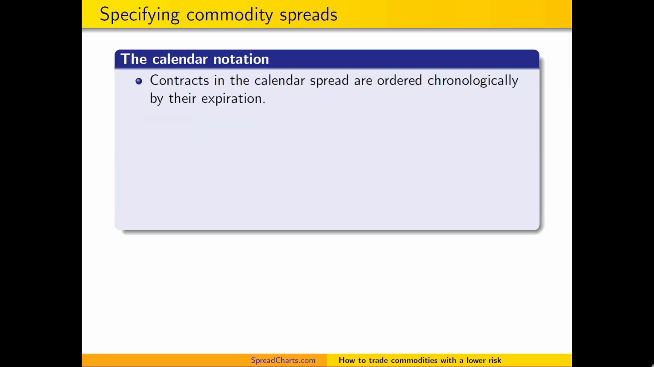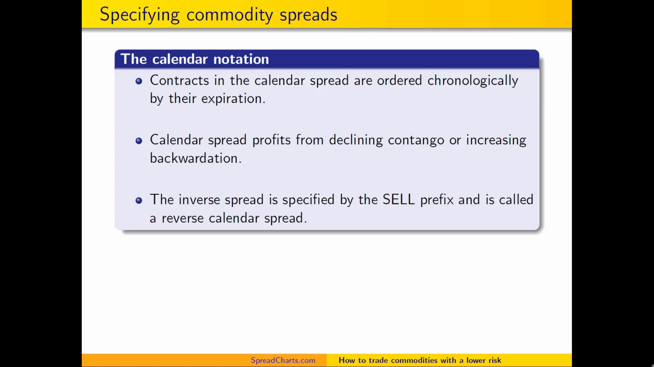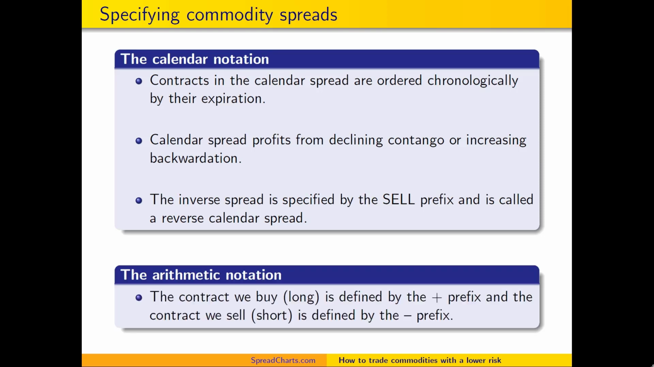Contracts in calendar notation are ordered by their expiration, and we must specify if we buy a spread or sell it. If we buy it, it is called a calendar spread. On the other hand, it is called a reverse calendar spread if it has a sell prefix. In arithmetic notation, we just identify the contract we buy or sell with either a plus or minus sign.